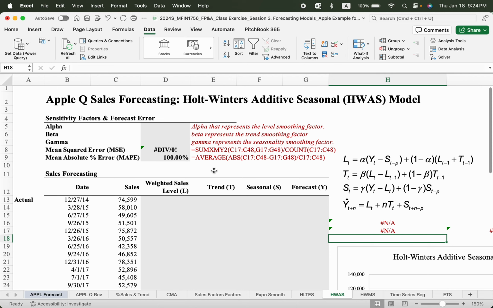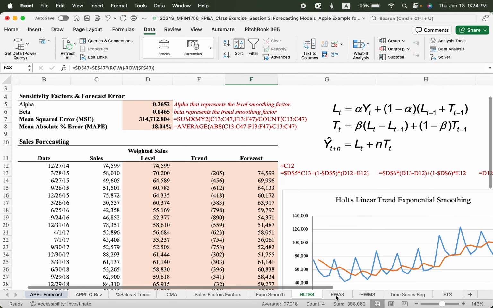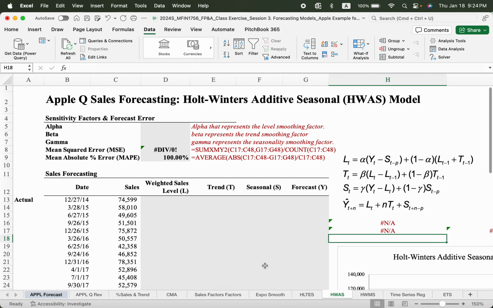Okay, next the forecast model is the Holt-Winters additive seasonal model. So like the Holt linear exponential smoothing model we completed in the previous exercise, except that the level is adjusted for the seasonality, and then there is a third smoothing parameter, which is now the seasonality factor, right? To account for the seasonality. We can use the Solver again to find the optimal values for alpha, beta, and gamma here, right?